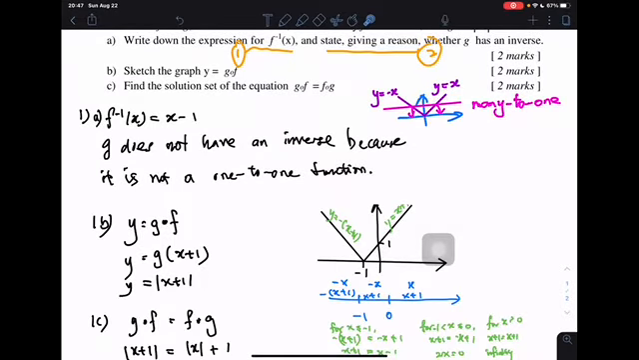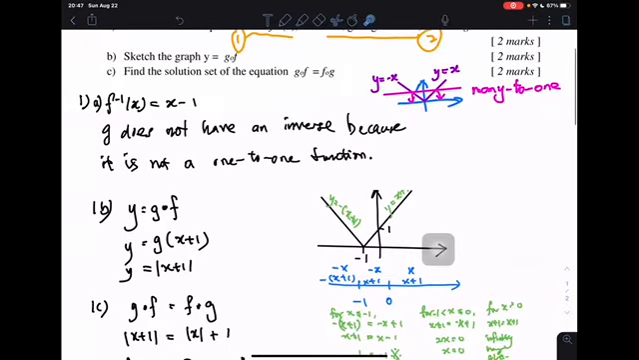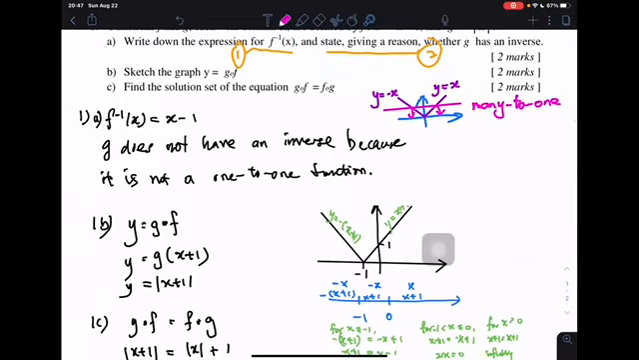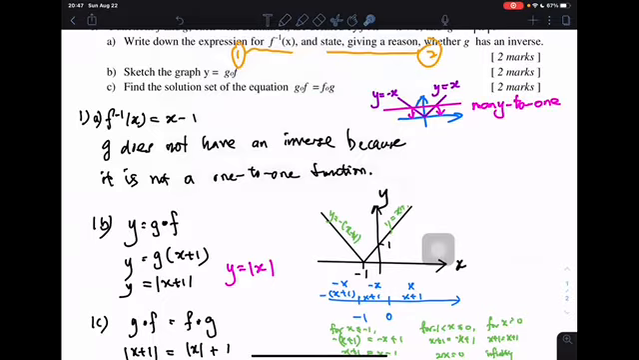Now, the second part asks you to sketch the graph y equals g compose f. So we put f inside g. Therefore, the outcome is y equals modulus of x plus 1. We know this is very similar to y equals modulus of x. The difference is the x inside becomes x plus 1. So what the change makes is the graph moves from modulus of x left 1 step. You have 2 marks, and the 2 marks will entirely fall on the graphing.